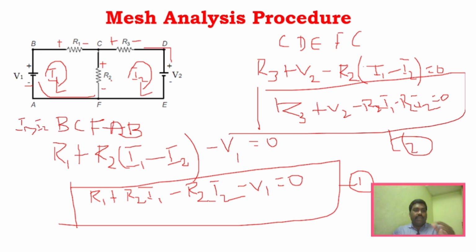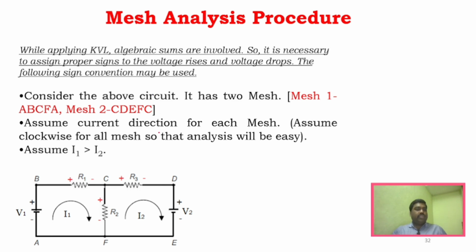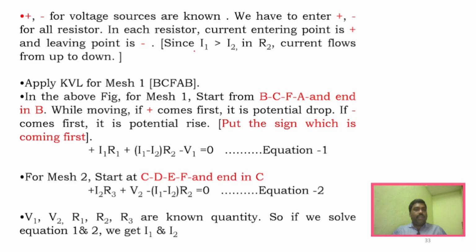Whatever I said here is what I've explained here. You consider the meshes BCFAB and CDEF, and assume the current is in the same direction, I1 and I2, and always consider I1 greater than I2, right? Whenever you approach any particular resistor, give plus and minus. While writing the equation, always consider which sign you are approaching. If you are approaching plus, put plus; if approaching minus, put minus. So this is the expression which we got, and similarly this is the other expression. If you solve these, we will be able to find I1 and I2.